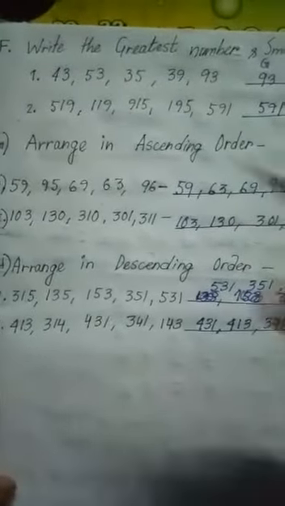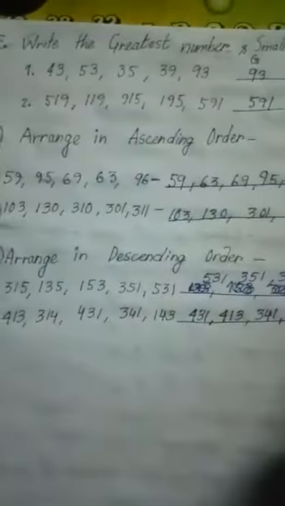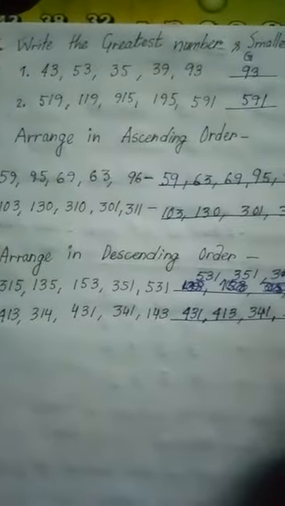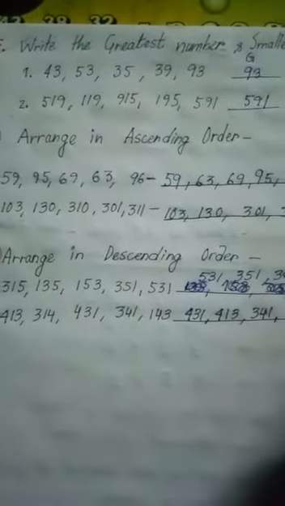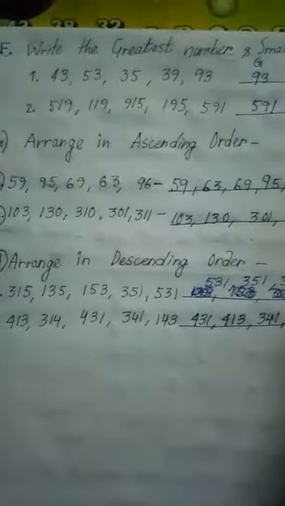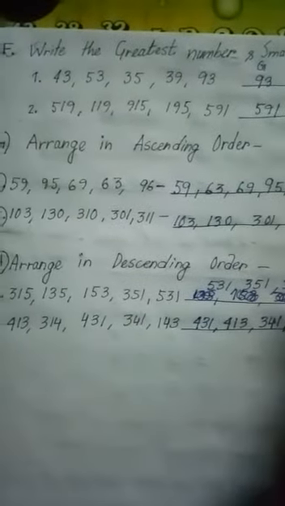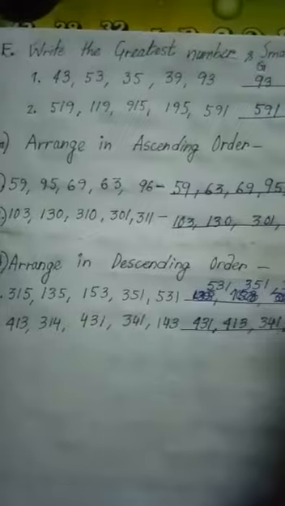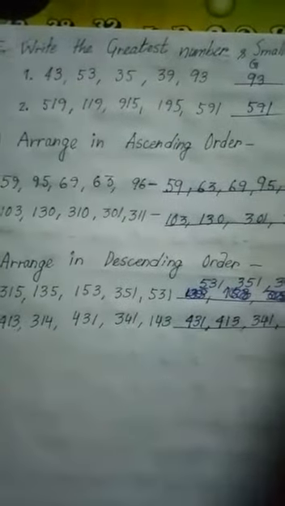In the next question there are numbers: 43, 53, 35, 39, 93. You have to write the greatest number and the smallest number, सबसे बड़ा and सबसे छोटा. 93 is the greatest number and 35 is the smallest number.